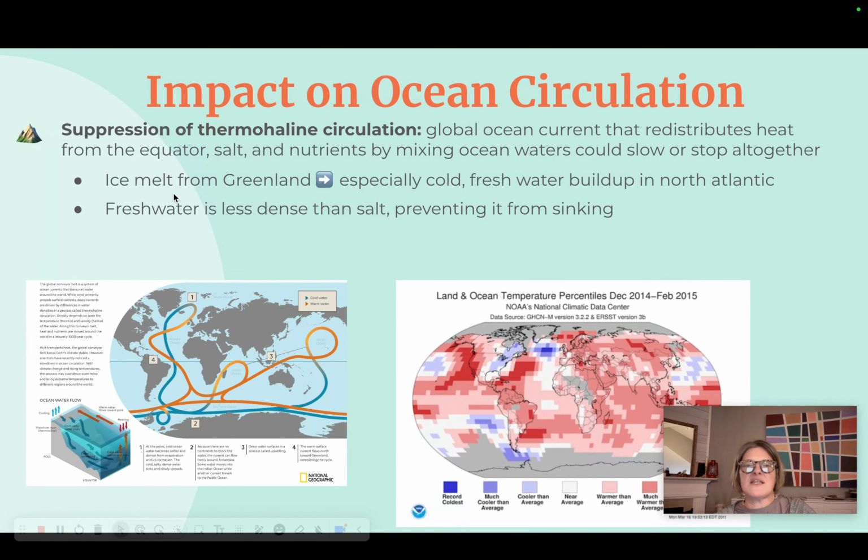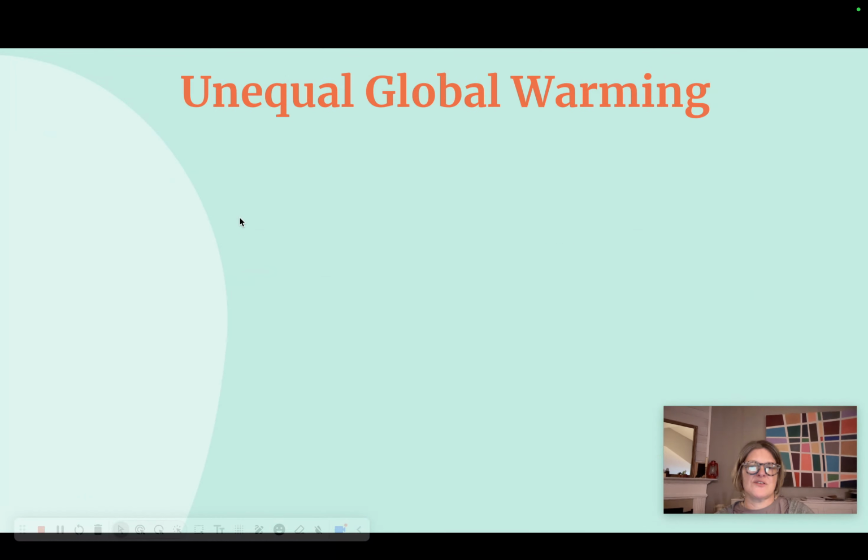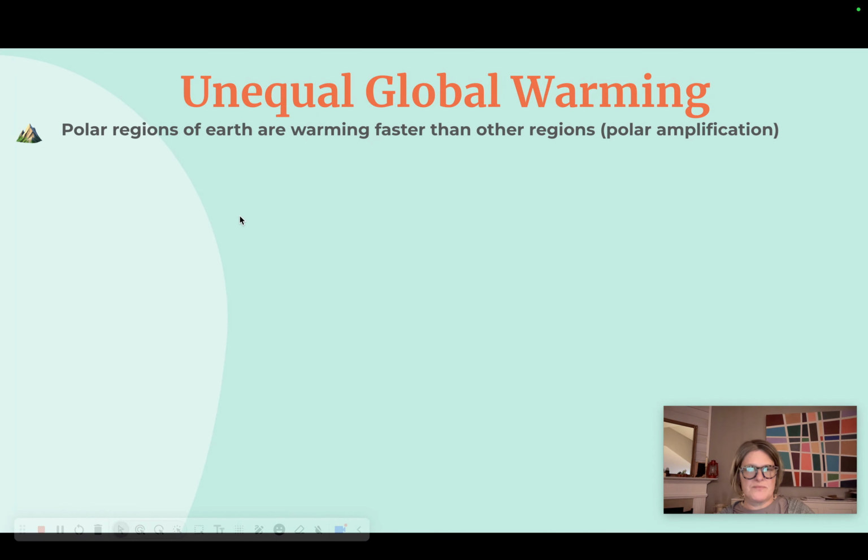Ice melts from Greenland, especially, and that's causing this cold freshwater buildup in the North Atlantic. So we're getting much more cold water there than we've had in the past. And when this ice is melting from land, it's fresh water. Fresh water is less dense than salt, so it actually prevents that water from sinking, and then it slows the warmer Gulf Stream waters. Essentially, what impact that has over land is that it cools Europe and it slows that global thermohaline circulation. So that's a real problem, and that's one thing that Europe is experiencing right now.